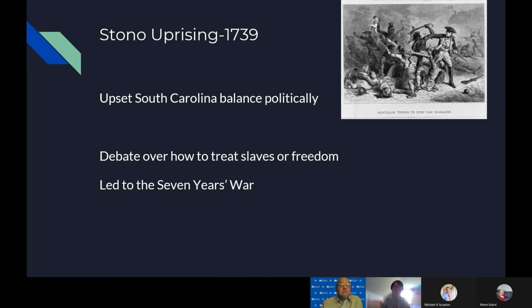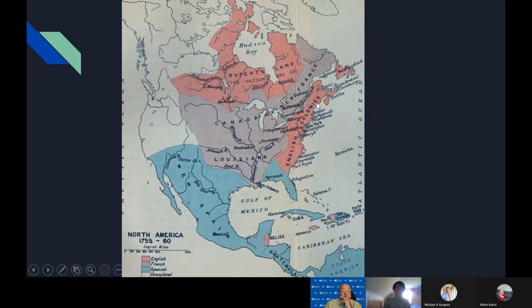And the problem with freeing them was they had obviously been enslaved. They were already violent. And they were angry at being enslaved for as long as they'd been here. And this led to the 7 Years' War, which is the war between the Spanish and the British. And just to give you sort of an overview of the territory here. So the blue is Spanish land, and the red is English land, and the gray is French land.